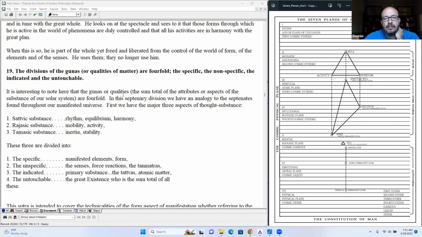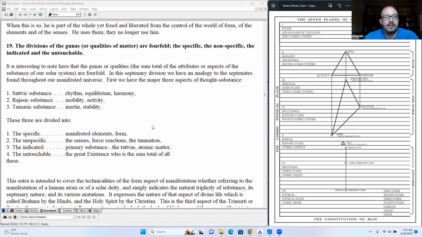And we've got the sattvic substance, which is rhythm, equilibrium, and harmony, right? Rajasic substance, mobility and activity, and tamasic substance, inertia and stability. And I'm glad we're going through these because we need to hear these things many times for them to really synthesize for us, or to get assimilated. So the more we hear this, the better.